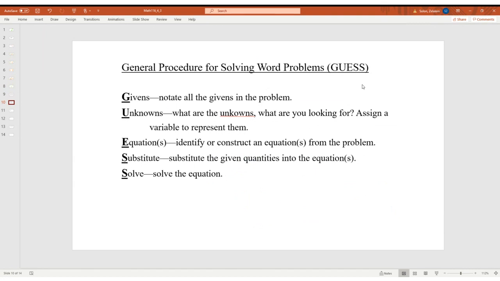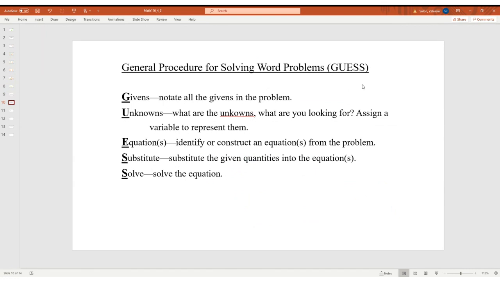So you have to assign a variable for the unknown. Because it is unknown, it will take a variable. The next one is equation. Identify or construct an equation from the problem. So the problem will lay out the equation. It will tell you two different expressions are equal, and that is your equation. Or it will give you something as a total, which means you are adding two or three or four different things. So that is also an equation. If I say, for example, in class A plus B, I have 200 students, that's also an equation.